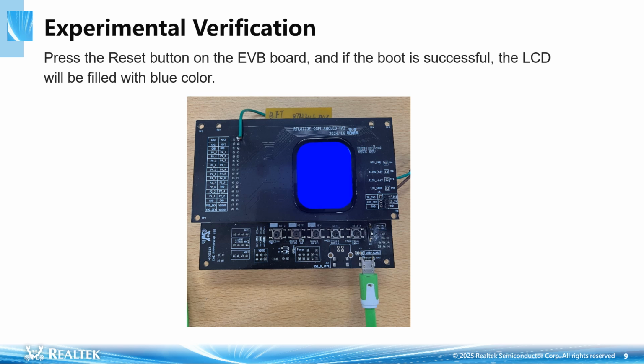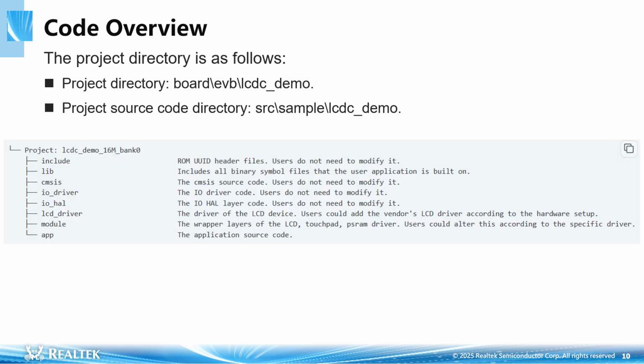Next, we will introduce the experimental verification of the LCDC demo application. Press the reset button on the EVB board and the LCD will be filled with blue. The LCDC demo project is located in the board EVB LCDC demo directory. The application source code is located in the SRC sample LCDC demo directory. The structure of the LCDC demo project is shown in the figure.